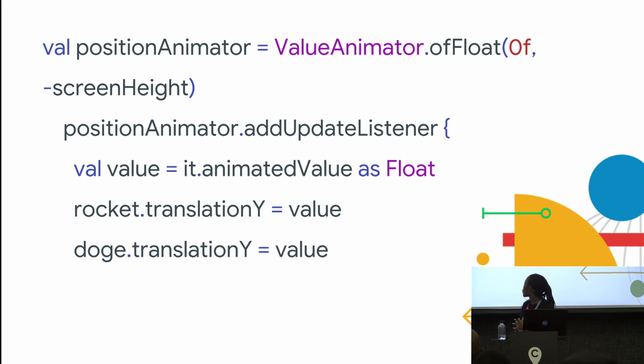Cool. So here we're going to use update listeners. Like I mentioned, it has listeners. So we give it a ValueAnimator ofFloat again. We want it to go off the screen, launching our rocket, and we add an update listener to it. We specify our rocket and our dog. We give it translation. We want both of them to go up the y-axis, and we give it a value.